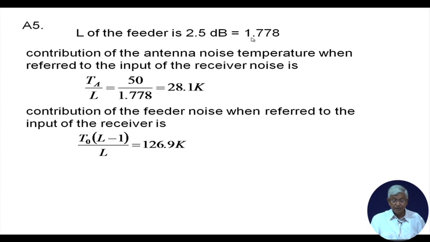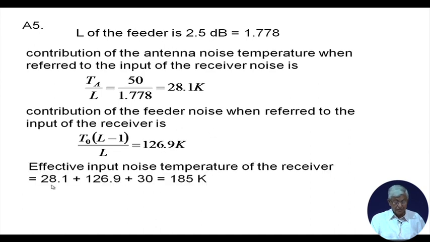L is that feeder loss, and these are all in ratio. So, it is 1.778. So, with 290, if you multiply (L minus 1) by L, it is equal to 126.9 K. So, this is the contribution from the antenna after the temperature comes through the feeder, and this is the contribution of the feeder itself, and the receiver has its own noise. So, all these 3 are added to get the effective noise temperature of the receiver, that is 28.1, 126.9 and 30, which comes out to be 185 K, and then the appropriate option choice is C. Okay, let us go to the next question.